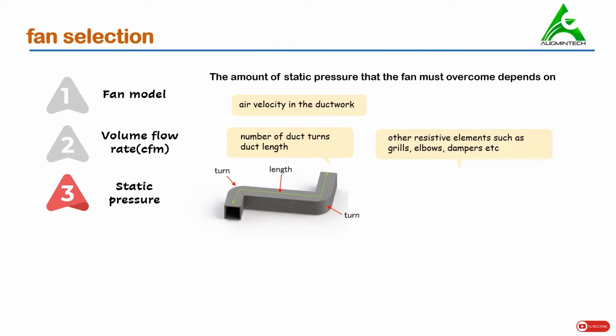Other factors to be considered are the elements or the accessories used in duct installation, such as grills, elbows, dampers, and so on. So all these factors will be considered in order to determine the static pressure, and once the value of total static pressure is found, a suitable fan can be selected which would be able to overcome the total static pressure built up by the ductwork and the resistive elements or accessories associated with the ductwork.